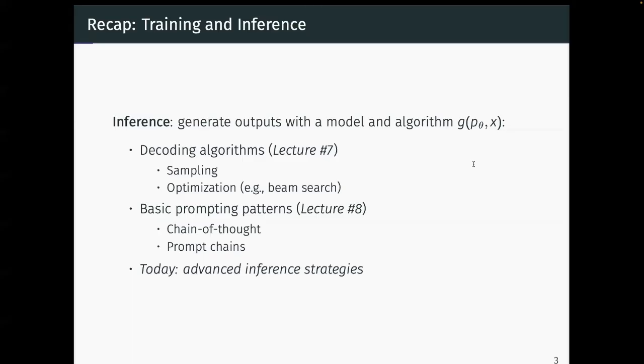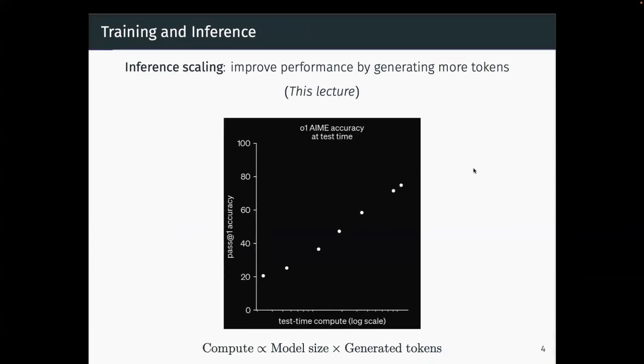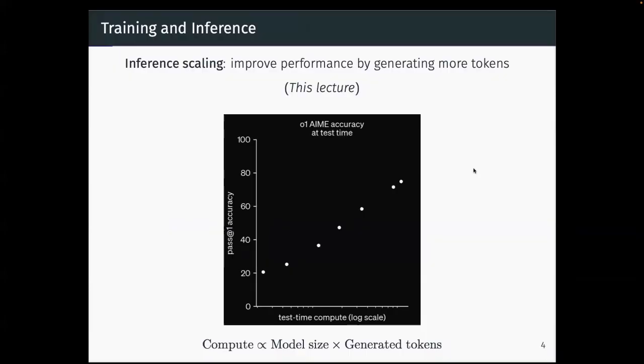Today we're going to talk about other advanced inference strategies, and they'll fall into two different categories, which I'll mention in a bit. Using these inference strategies, we can come up with something that at least resembles the scaling laws that we saw for training time. This is a really exciting and active area of research where we try to scale up the amount of compute used at inference time and try to get better performance.